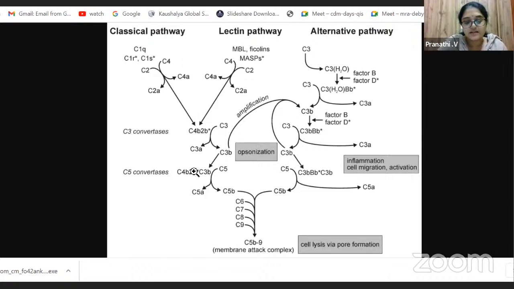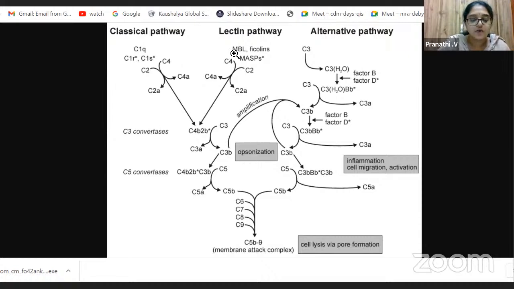So this refers to the role in converting C3 into an active form. C3 convertases play an important role in this. You can see the same picture in your textbook also, in fact, for that matter. When it comes to the alternative pathway, spontaneous hydrolysis and activation of the complement component C3 is taking place.